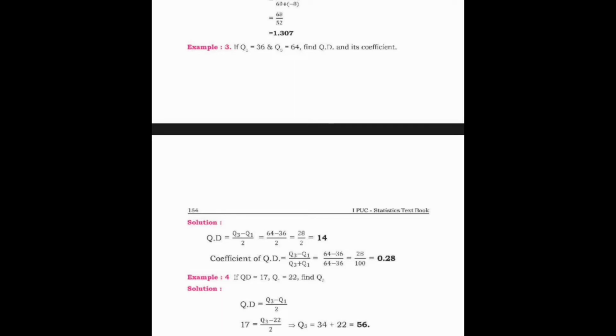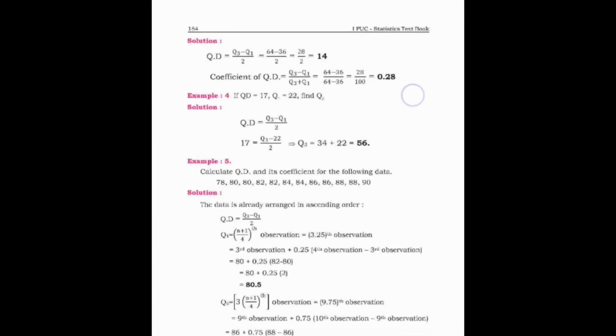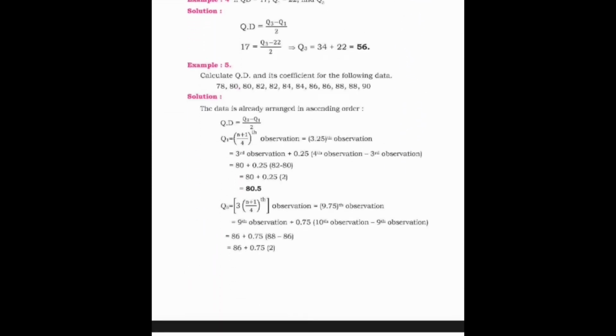Then example 3 is a quartile deviation. Q1 is given and Q3 is given. Then you have to calculate the quartile deviation. It is Q3 minus Q1 divided by 2, and its coefficient is Q3 minus Q1 divided by Q3 plus Q1, which you calculate here. Okay.